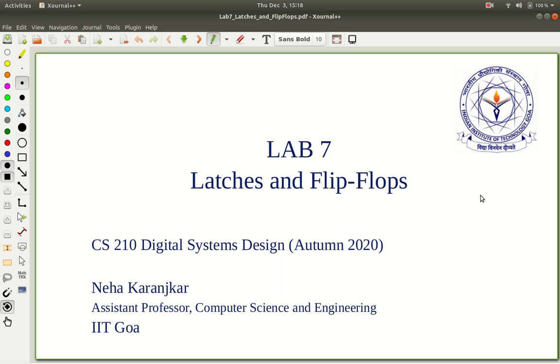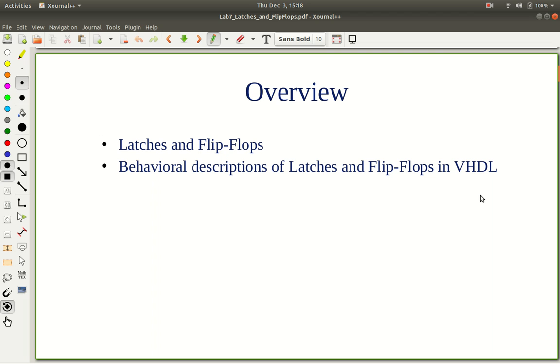Hi and welcome to Lab 7. In this lab, we are going to learn how to build latches and flip-flops in VHDL. So we are going to take a quick recap of latches and flip-flops and the differences, and then we are going to see how to write behavioral descriptions for these elements in VHDL. So let's begin.